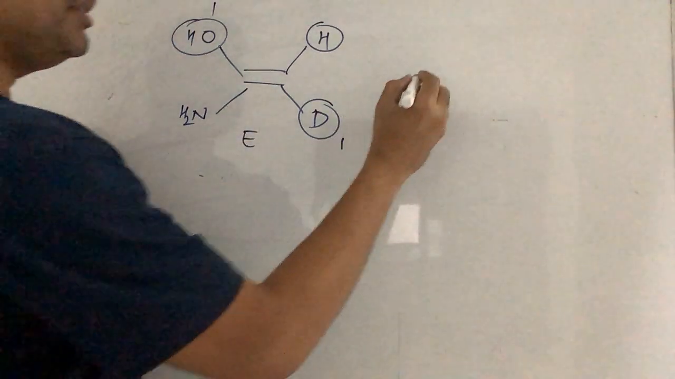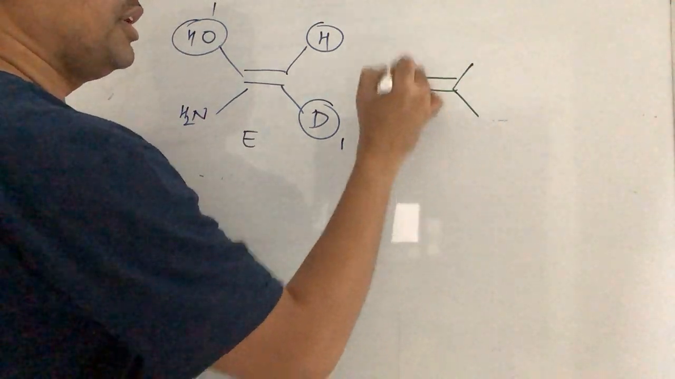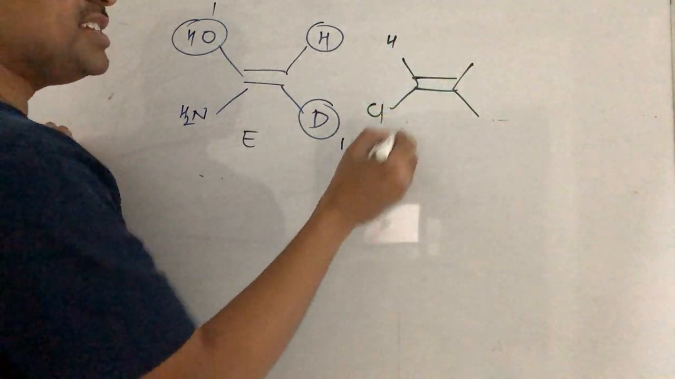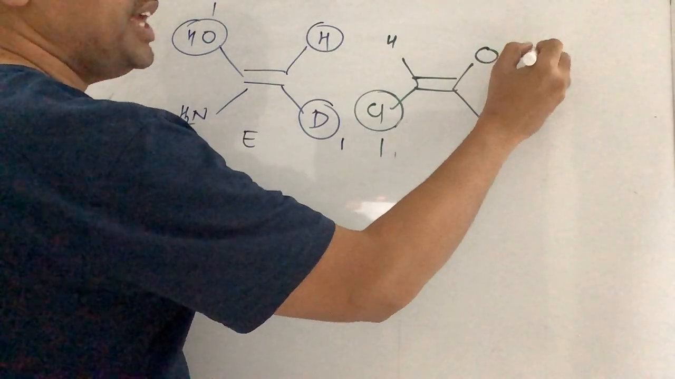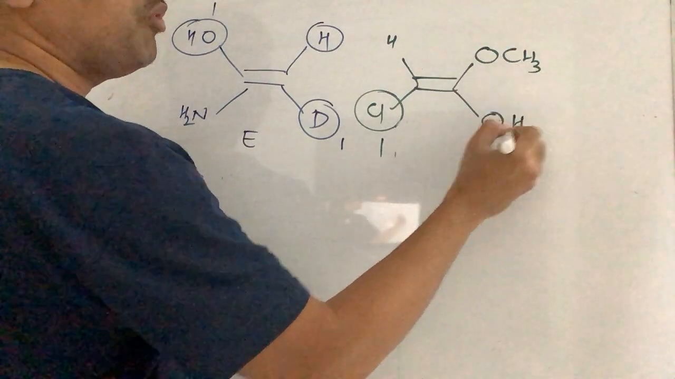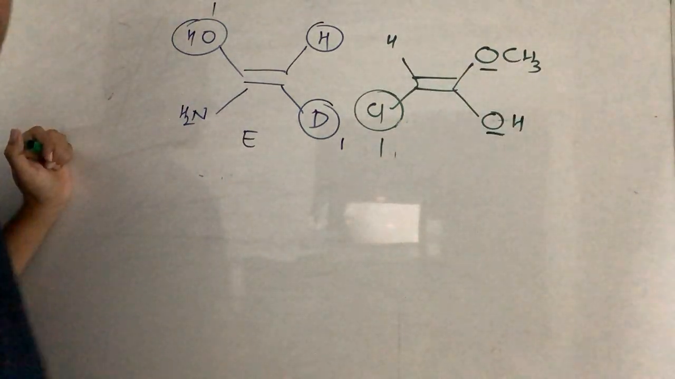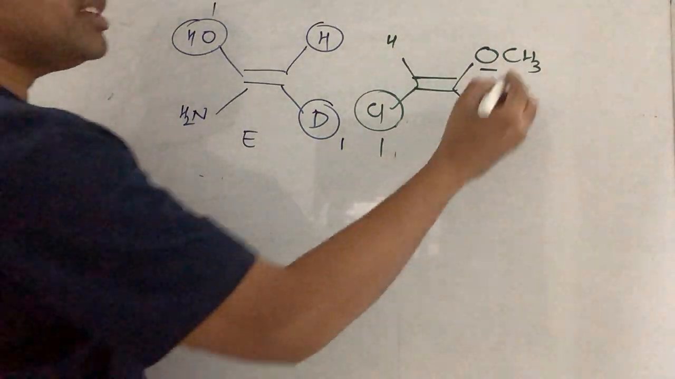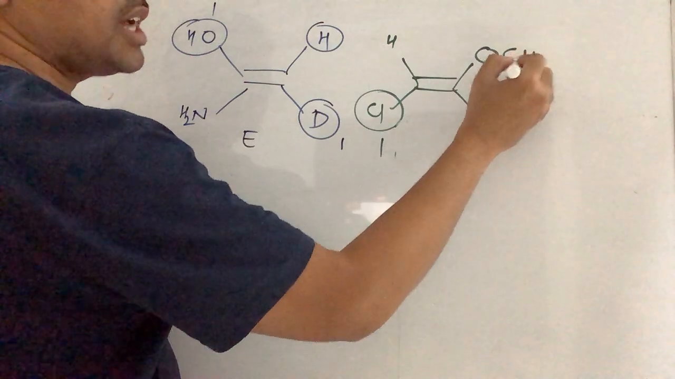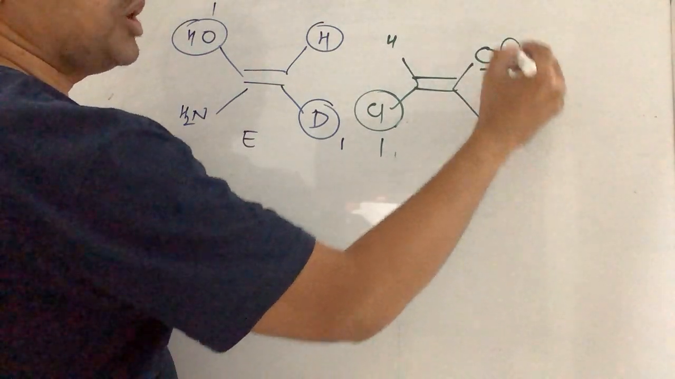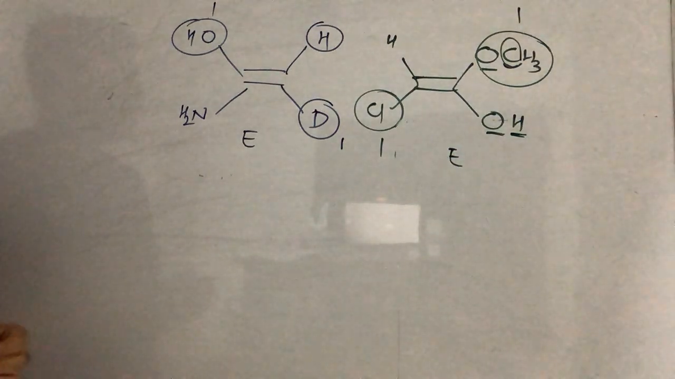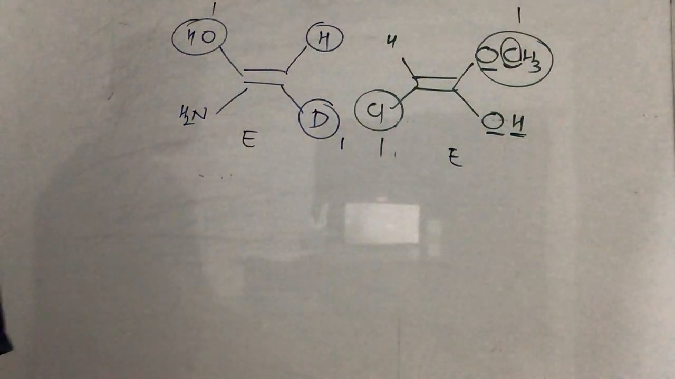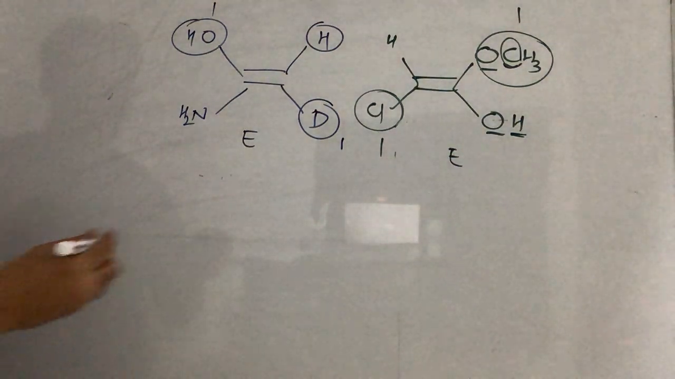One more example you see. Hydrogen, chlorine, one side I am taking easy. This is priority 1. Second side, this is OCH3, this is OH. First atom is same. When first atoms are same, look at the second atom. This is carbon and this is hydrogen. So obviously this is going to be more priority. If first atom is same, we need to go with the second atom. Now you see this one.